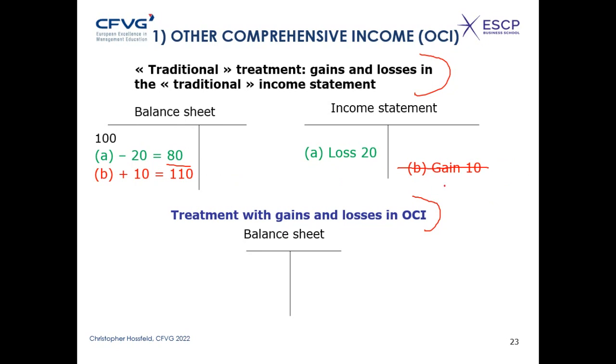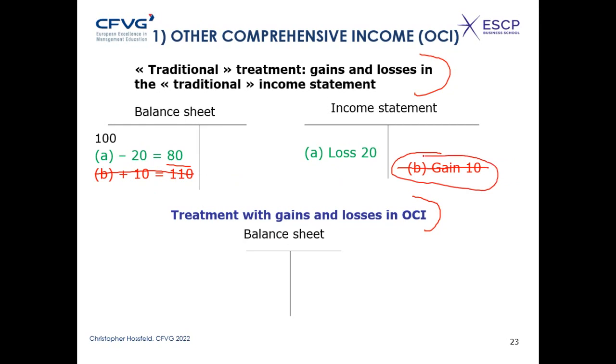If I don't want to have the gain of 10 in the income statement, I cannot account for the value increase on the asset side. So when I buy an asset and its fair value increases, what do I account for? Nothing. I do not account for the value increase in the balance sheet, and therefore I do not recognize the gain in the income statement. So why don't I account for those 10? The main reason is that I don't want to see the gain in the income statement.